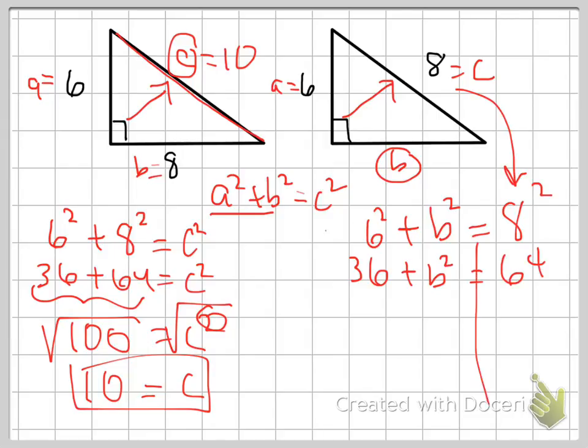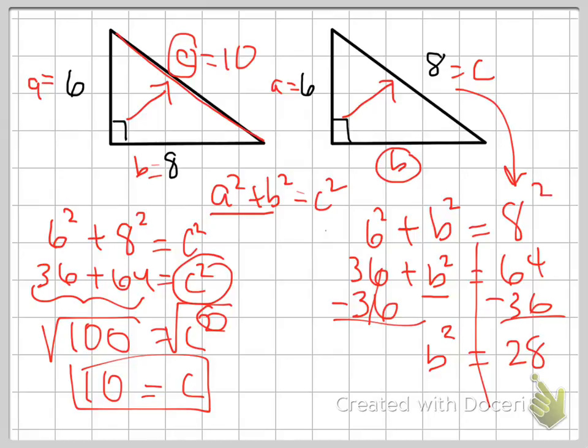Notice in this equation the B is not isolated. On the left, the C squared was already by itself, so I could just focus on the numbers. On this side, I have to actually undo that adding 36 in order to get B squared by itself. To undo that, I must do the opposite, so I'm going to subtract 36 from both sides of the equation. On this side, I'm left with B squared. On the right, 64 minus 36 is equal to 28.